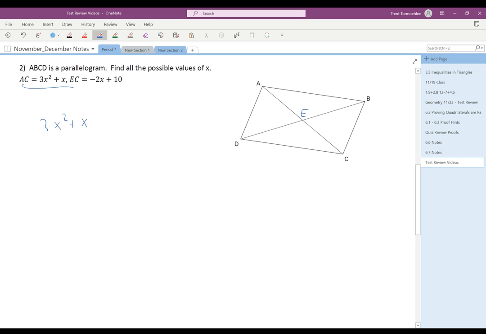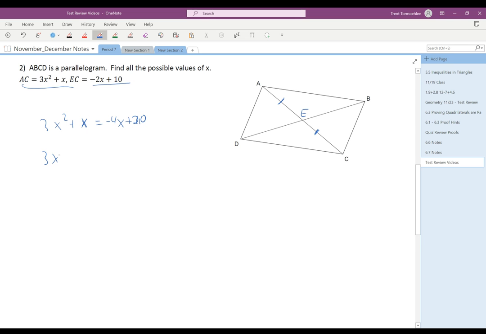And the theorem that we know about parallelograms is that diagonals bisect each other, which means that AE is equal to EC. So if EC equals negative 2x plus 10, then AC, that entire diagonal, is twice that, negative 4x plus 20. This gives us an equation with only one variable, so we can solve it.